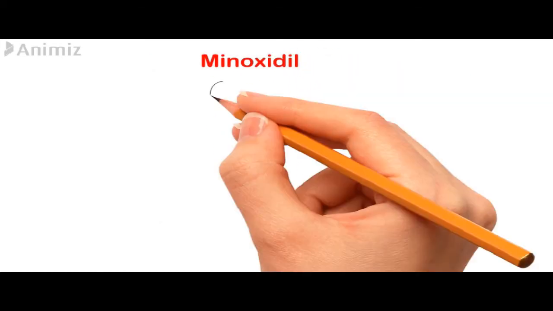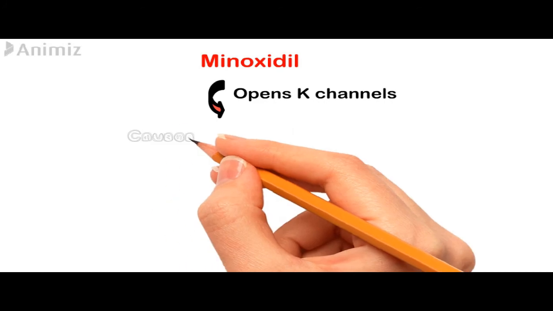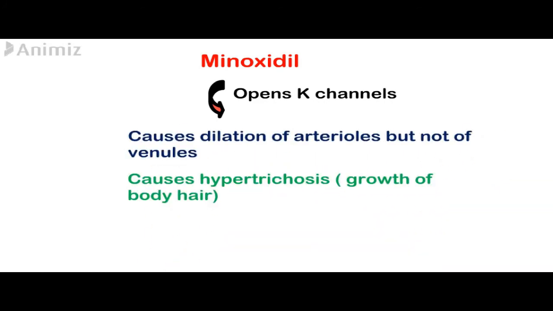Another drug that reduces blood pressure through vasodilation is minoxidil. Minoxidil causes dilation of the resistance vessels, which are the arterioles, but it does not dilate the venules. This mechanism of action is due to the opening of potassium channels. This drug also causes hypertrichosis, which is the growth of body hair. That's why it is used topically for alopecia.